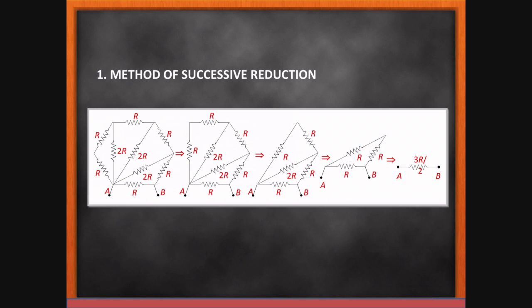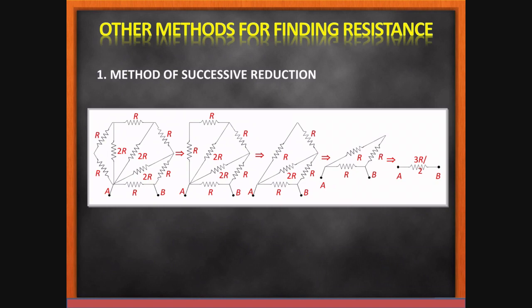There are some more methods of finding resistance. One is the method of successive reduction. If you have a circuit, reduce the circuit one by one. In this circuit, first this R and this R are in series, and this combination is in parallel with this resistance 2R. So if we solve R and R, we will get 2R, and 2R and 2R in parallel, so the answer is R.